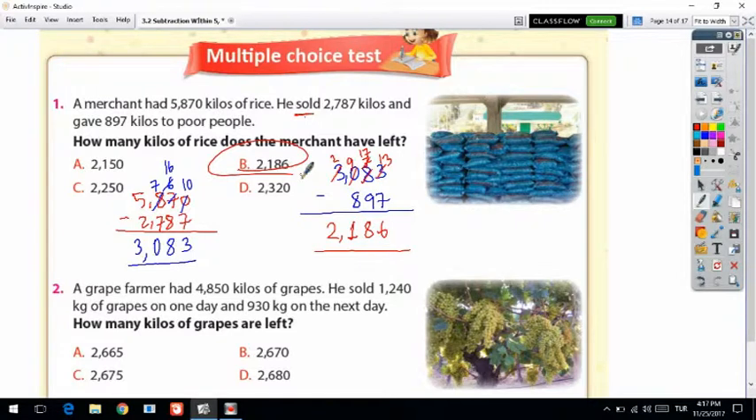A grape farmer had 4,850 kilograms of grapes. He sold 1,200 kilograms of grapes on one day, and the next day, how many kilograms of grapes are left? So first of all, you have to subtract because there is sold. Then you have to subtract again. Then you find the answer. Okay, that's enough to solve it, so I don't make you bored. Then let's continue.